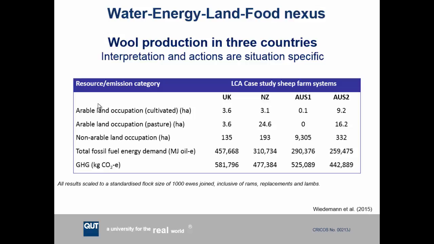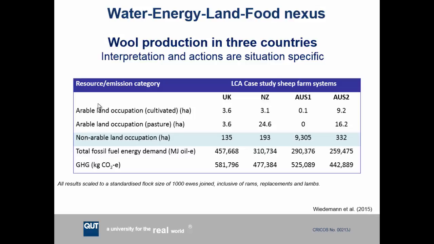You have to understand why those sheep are being produced. In the UK and New Zealand, the focus is on meat production more than wool production, and they can be heavier animals. If you look particularly at that non-arable land occupation, simply saying that one system takes 9,000 hectares of land to produce for this system.